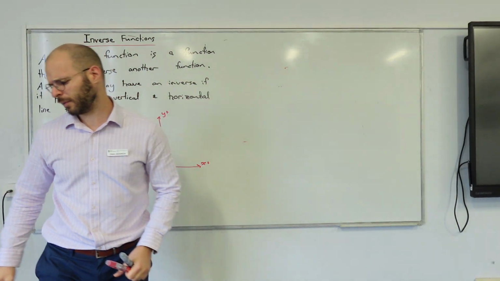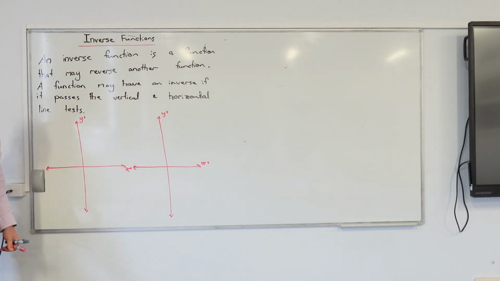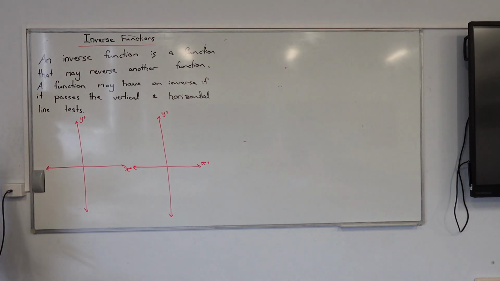Alright, so we're going to learn about the inverse function today. An inverse function is a function that can undo or reverse an original function. To know if an inverse function exists for an original function, there's a test you can do on it. It's called the vertical line and the horizontal line test.